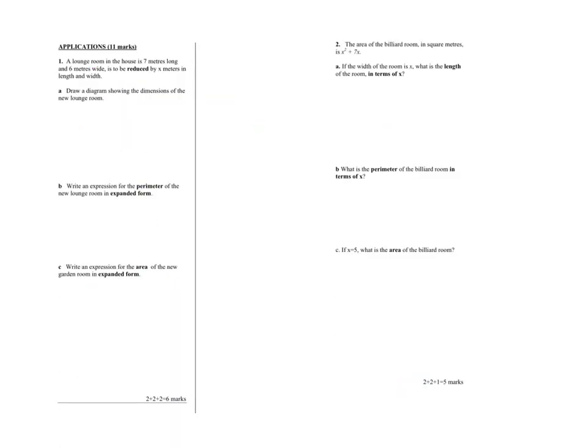A lounge room in a house is 7 meters long and 6 meters wide, is to be reduced by X meters in the length and width. Draw a diagram showing the new lounge room. So it was a rectangle and it originally had a length of 7, but we reduced it by X, so minus X. And this originally had a width and we reduced it by that. So these two sides would be the same. So that's also 7 minus X. And this is also 6 minus X.